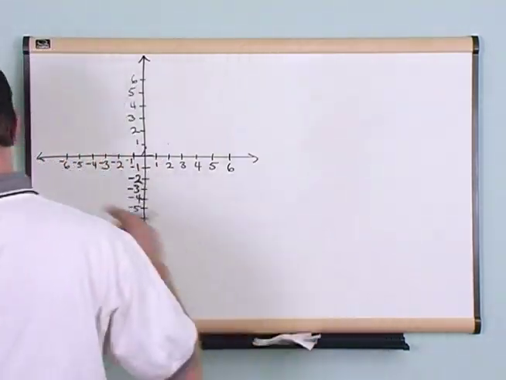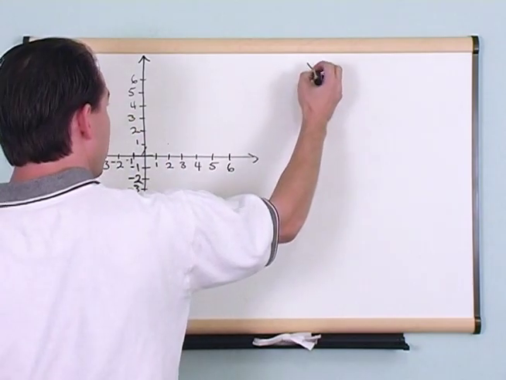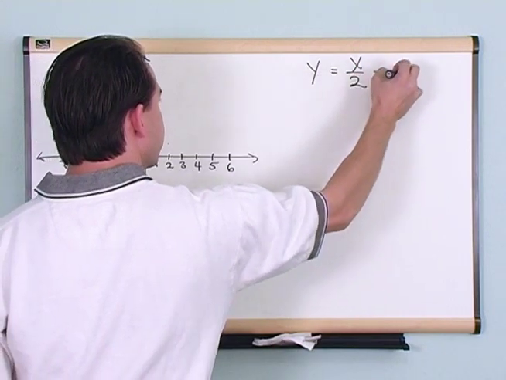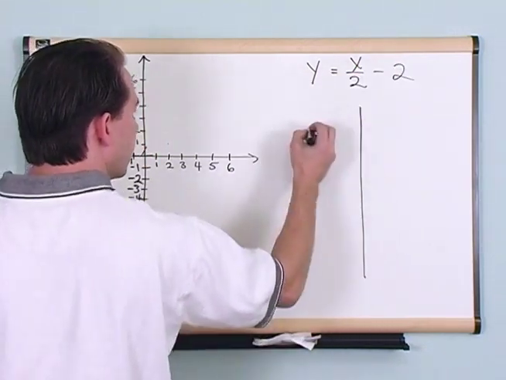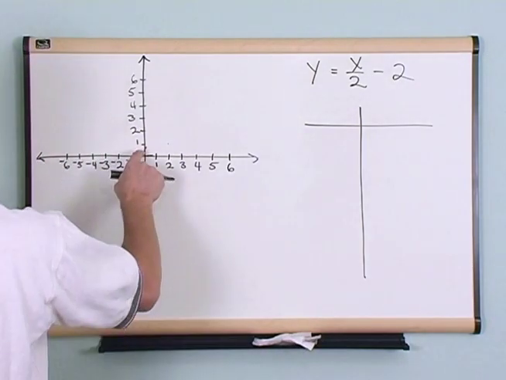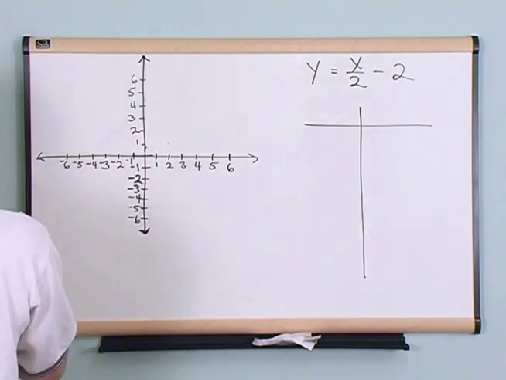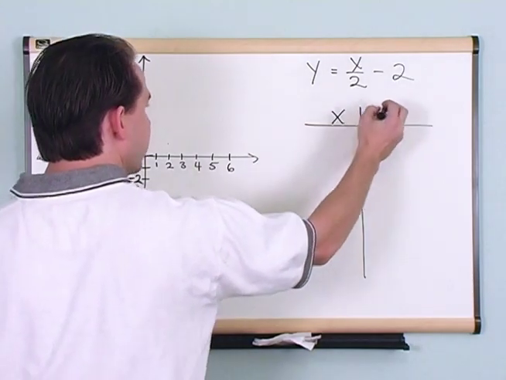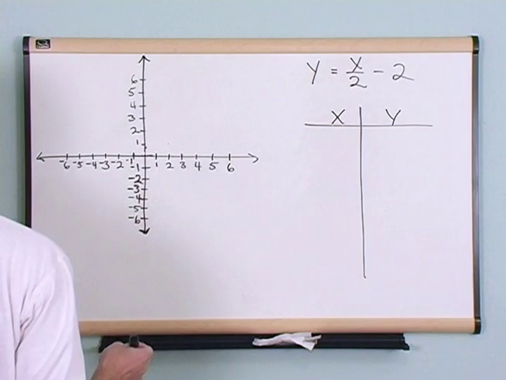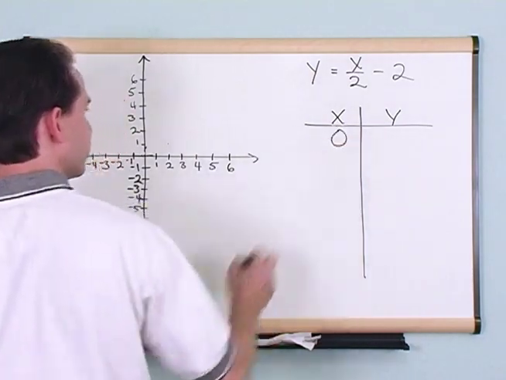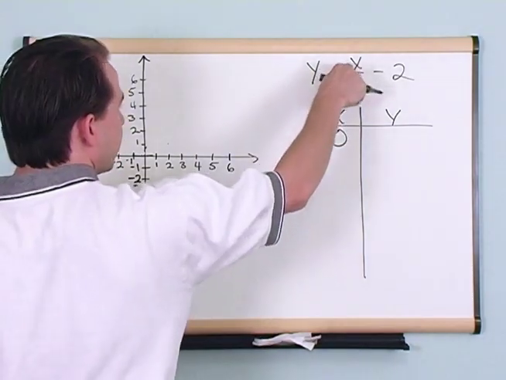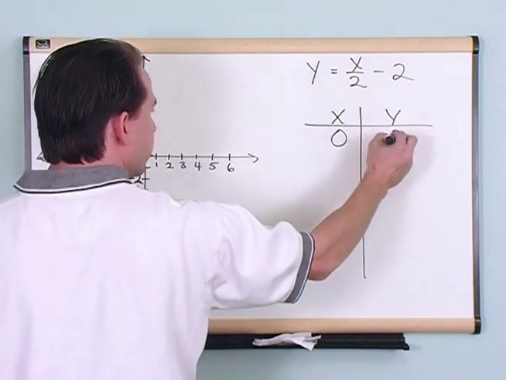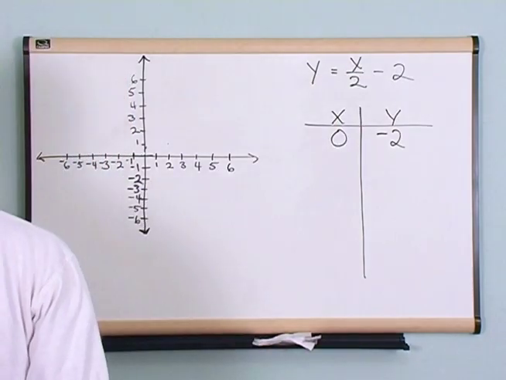Okay, and we'll do something a little bit different. What if we have something like y is equal to x over 2 minus 2? Okay, x over 2 minus 2. Well, again, we can pick some random numbers. Let's say we have x and we have y. Let's say we have x is equal to 0. It's a pretty easy thing. X over 2, if x is 0, 0 over 2 is just 0. So you're just going to get -2, because this term goes to 0 when you do that.